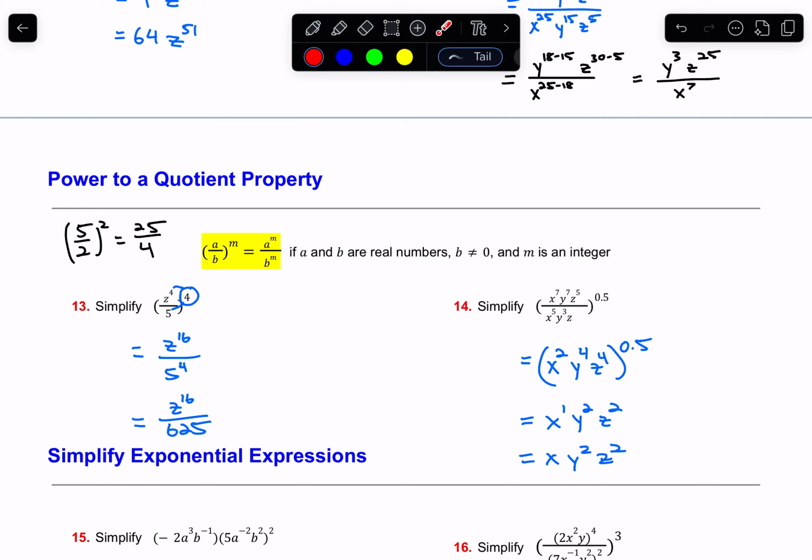I recommend you try to distribute the 0.5 to all the tops and all the bottoms and then simplify and see that you get the same result no matter what order you do it in. But this one was here to show you that sometimes it's easier to simplify things before distributing. Okay, so sometimes you distribute first, everywhere on top, everywhere on bottom, but sometimes it's better to simplify the inside first and then do that distribution.